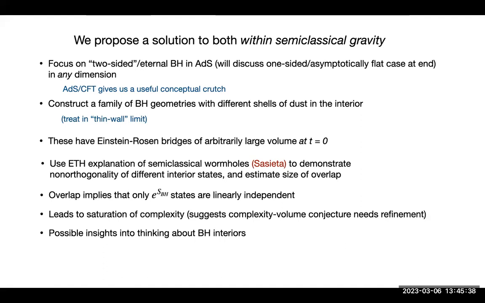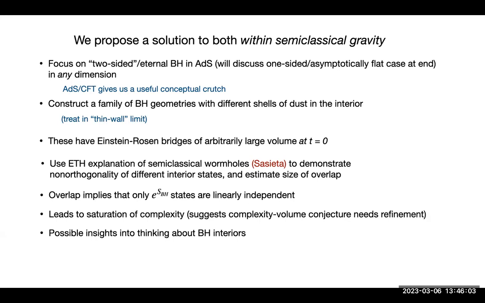We'll construct a family of black hole geometries with different shells of dust in the interior that we'll treat in the thin wall limit. Certainly this is an area where you could complain about the construction. Is this actually consistent? But assuming that we can treat these in the thin wall limit, things hang together. These have Einstein-Rosen bridges of arbitrarily large volume already at t equals 0. So it's not just an issue of these things growing with time.